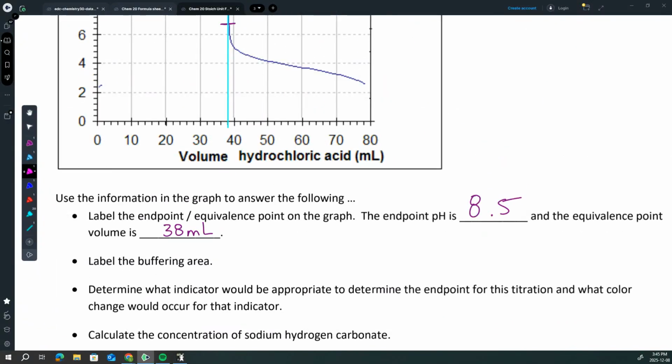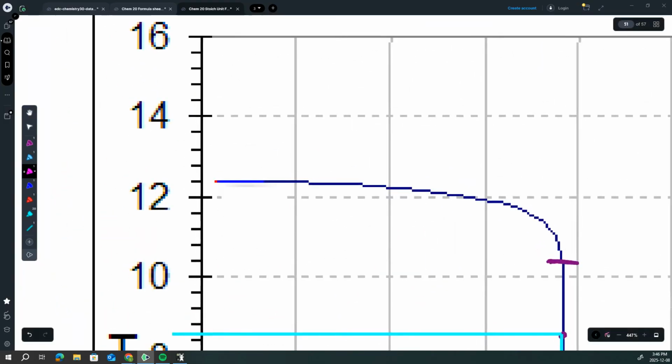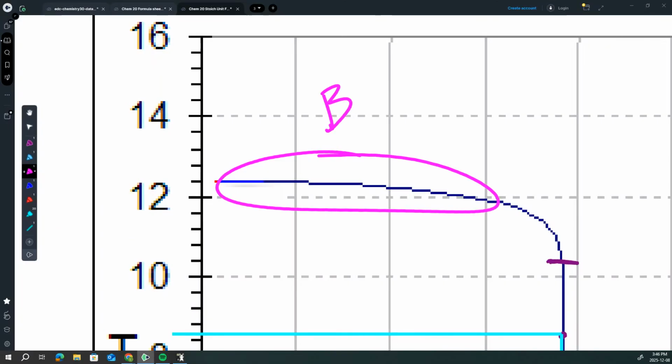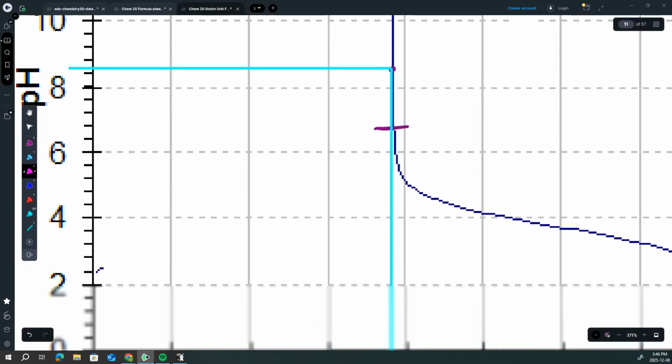Now we're going to label the buffering area. As a reminder, the last plateau is never the buffering area. So I'm going to focus on the first plateau here, and that will be my buffering area. Because this is just the area that is resisting changes to pH before it kind of gives up, and then there's a massive change in pH down here.